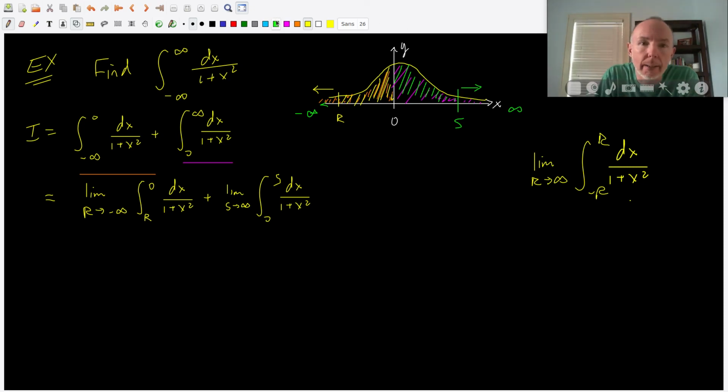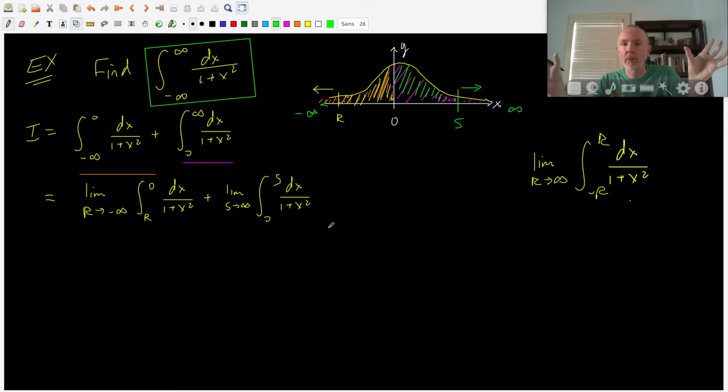So what I'm saying is, when you have a doubly infinite region like this, you need to split it into two regions, just like the previous example where we had a discontinuity in the middle and we needed to split it into two regions. Doubly infinite areas need to be split into two regions as well.